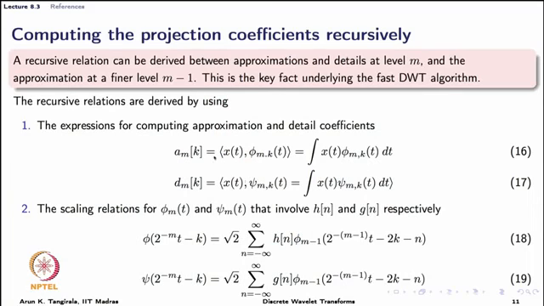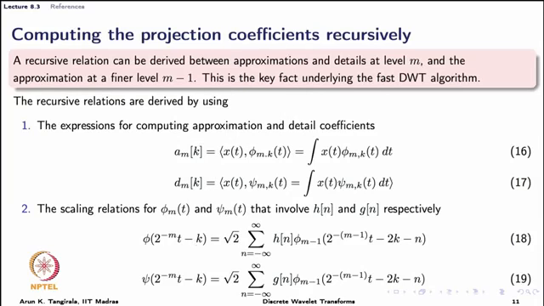So, it is the integral of x of t phi m subscript k of t dt. Now, k is the index that keeps track of the time point at the mth scale. Likewise, the detail coefficient dm of k is an inner product of x and the wavelet at that scale. Once again, I have the integral expression here. So, this is one set of equations, and the other set of equations that I am going to use to derive a recursive relation are the scaling relations themselves.